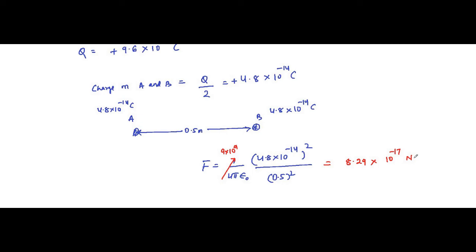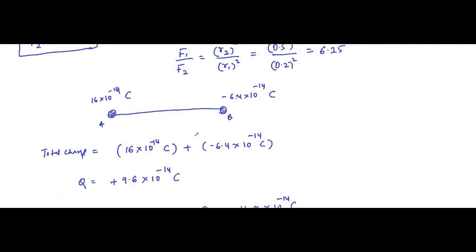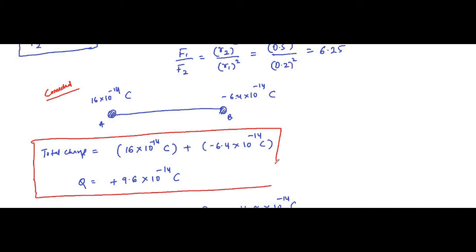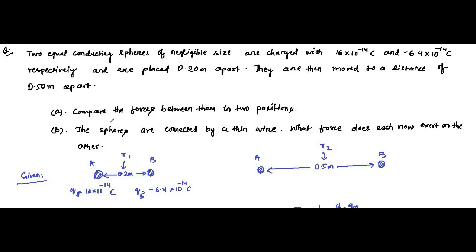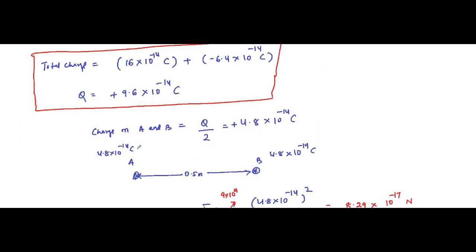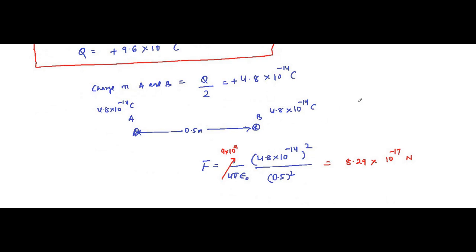So this is a very important concept here. When the two charges are connected, the concept of total charge comes into play, the sum of the two individual charges. Then these two spheres are identical in nature, these equal identical conducting spheres. As a result of this, the charge is equally shared, equally divided. That is equal to Q by 2.